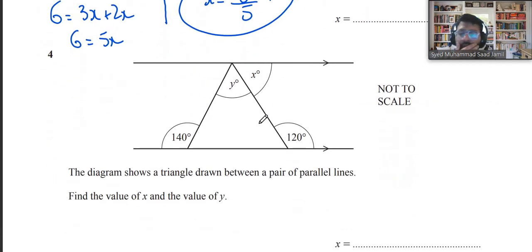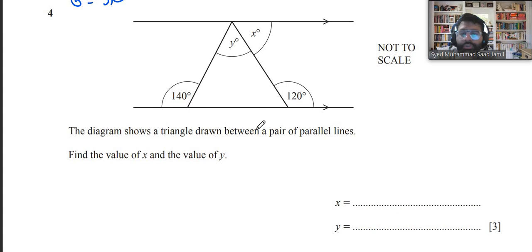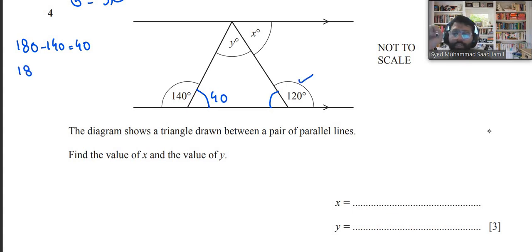Now in the next question it says the diagram shows a triangle drawn between a pair of parallel lines. Okay, find the value of x and the value of y. So first of all, guys, what we will do, we will find these angles. Okay, so in order to find this angle, you will do 180 minus 140. 180 minus 140, that's only 40. So it's 40 over here. Then you will solve this one. 180 minus 120, that's 60. So that's how you get 60 over here.